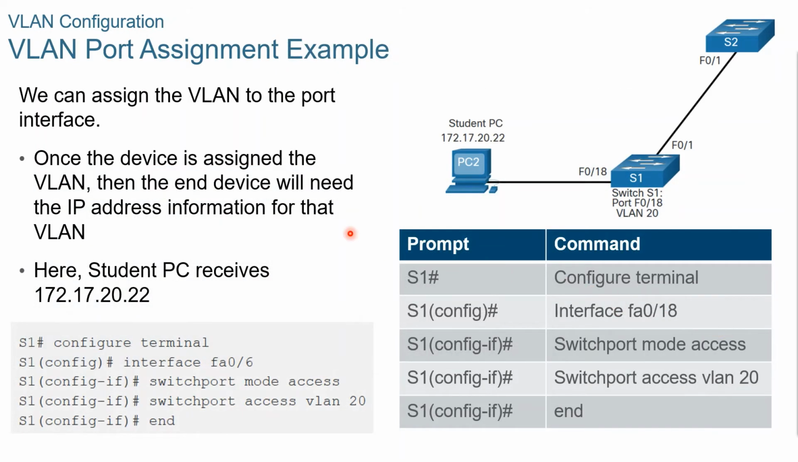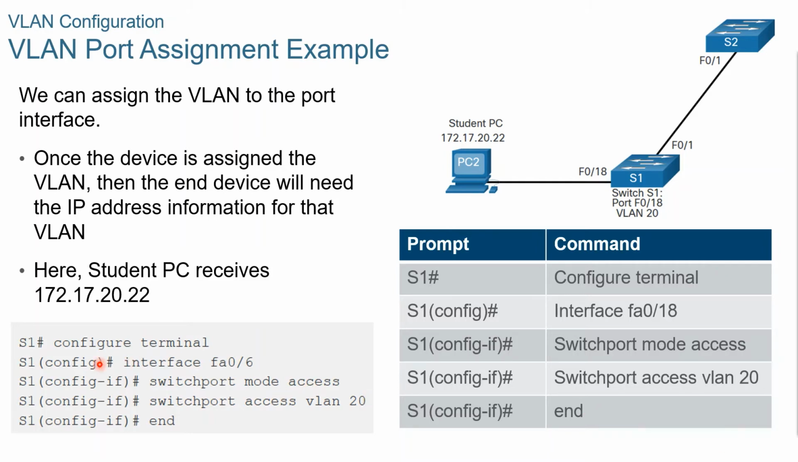Okay, so let's have an example on that. Now again, going back to this figure here, FA0/6 on switch 1 is configured as an access port and assigned to VLAN 20. In this case, this is FA0/18. So FA0/18 will be configured to be part of VLAN 20. Any device connected to that port will be associated with VLAN 20. Therefore, in our example, PC2 here is in VLAN 20.